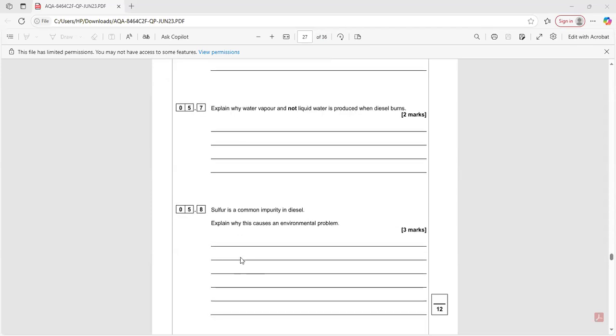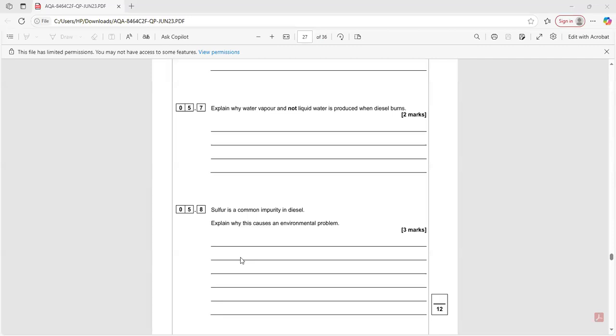Okay. So the next question here says, explain why water vapor and not liquid water is produced when diesel burns. Can you explain that? Yes. Okay, so go ahead. Let me hear you.